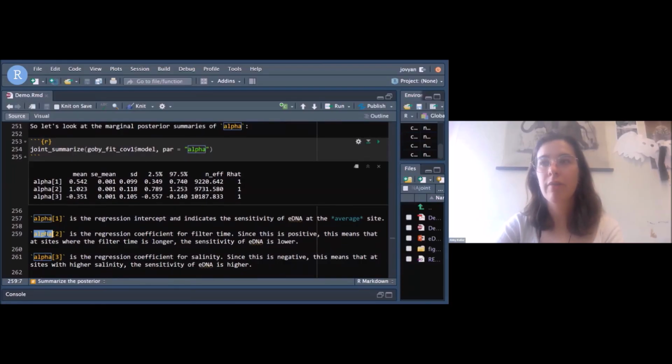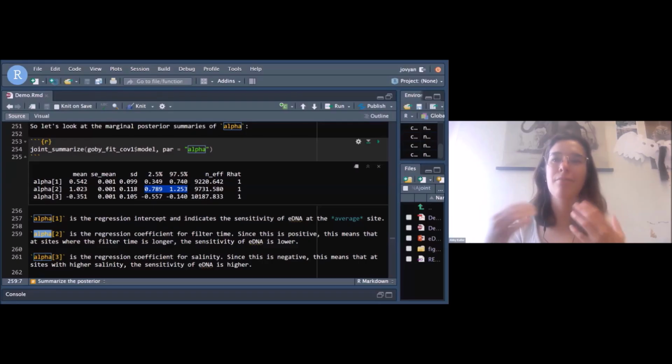Alpha 2 is the regression coefficient for the filter time. We see that this is positive, both the mean and the entire 95% credibility interval. This means that at sites where filter time is longer, the sensitivity of eDNA relative to traditional sampling is lower. This makes a lot of sense. If you have more turbid water, it takes longer for the water to pass through the filter. This often means that we have some PCR inhibitors. So longer filter time, less sensitive eDNA.